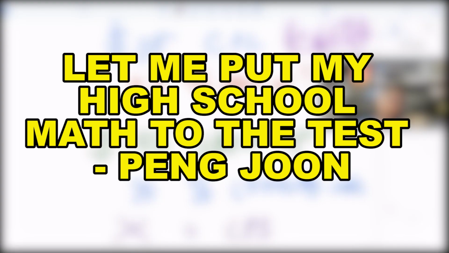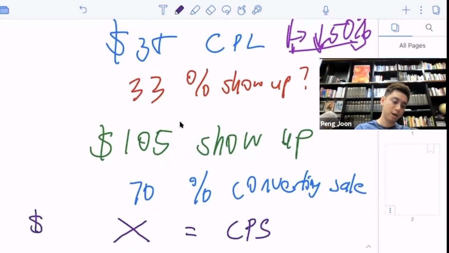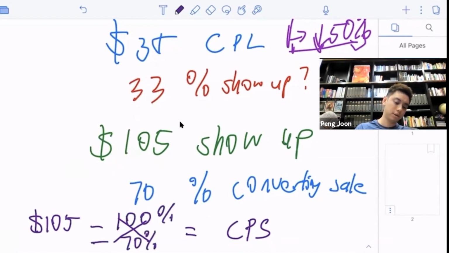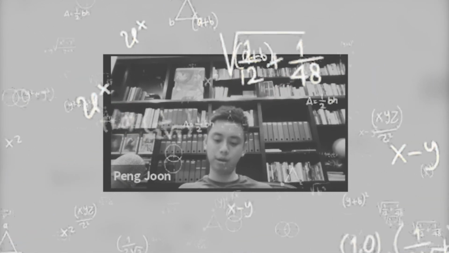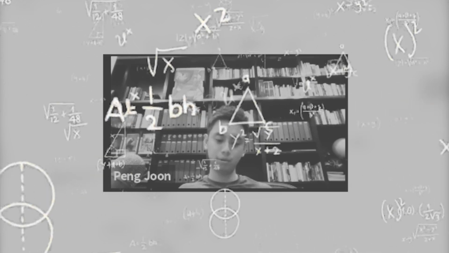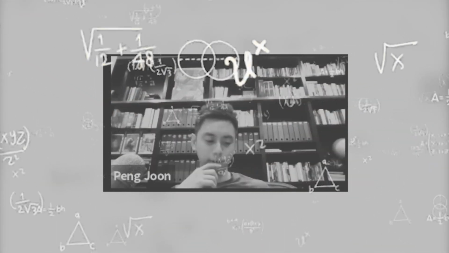Okay, let me put my high school math to the test. Okay, $105 is at 100%. Therefore, 70% is, this is the cross multiply. So 105 times 70 divided by 100, I think. Let's try that. Let's put this to a test. Okay, 105 times 70 divided by 100. No, wait, something's not right. It's the other way around, that's right.